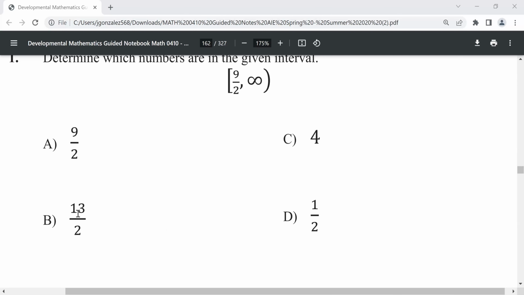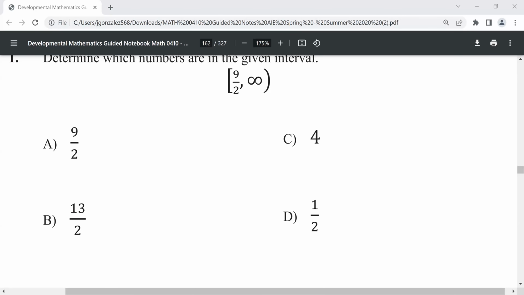What is 13/2? That's 6.5. Is 6.5 in here? Yes, it is. Well, think about it. This is the same thing as saying, if we have a bracket on 4.5, an interval. I'm using decimals so you can see it easier, because I know you guys don't like brackets, but here the decimal is better.